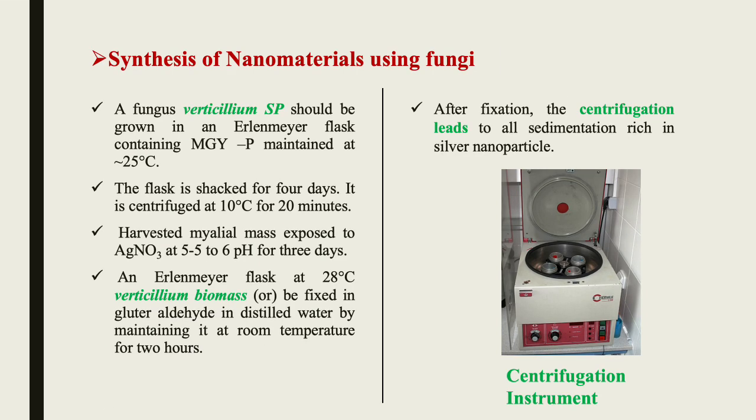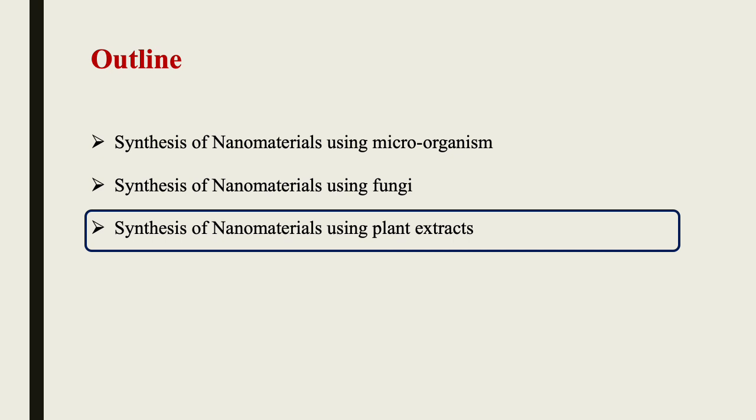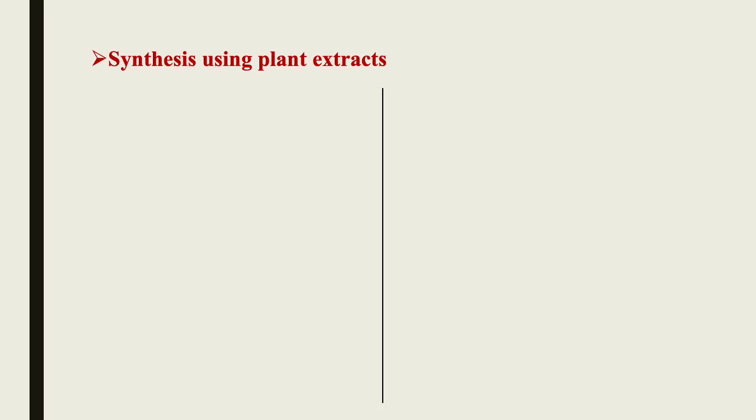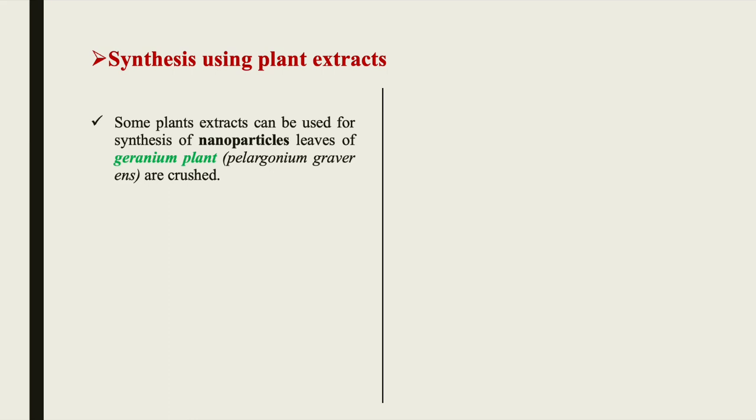Now moving to the next topic, that is synthesis of nanomaterials using plant extract. In this topic we are going to see how to synthesize nanoparticles using plant extract. Some plant extracts can be used for synthesis of nanoparticles, for example leaves of the geranium plant. So here we are going to see the plant species that we call the geranium plant, and how to synthesize the nanoparticle using it.